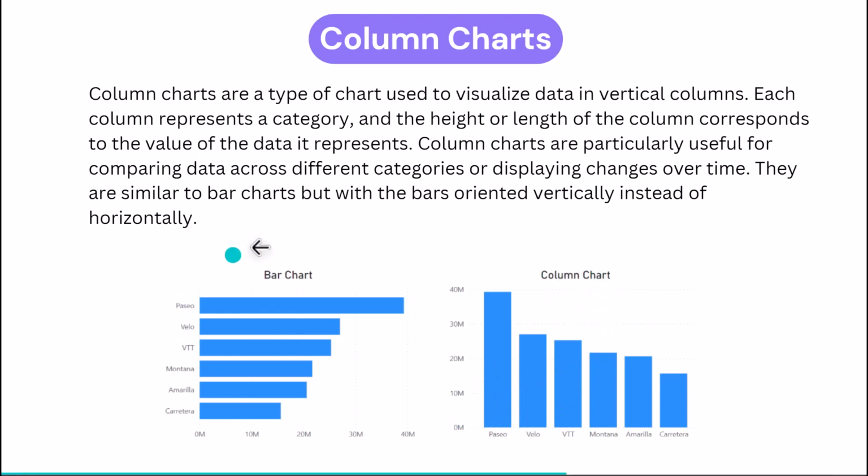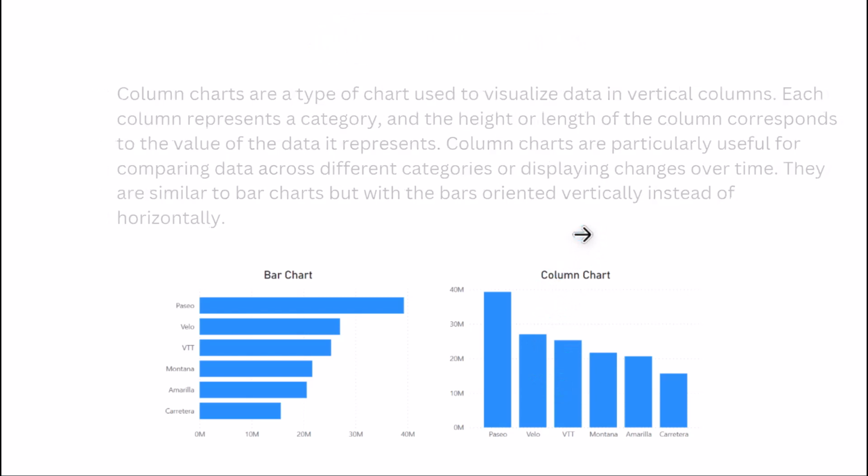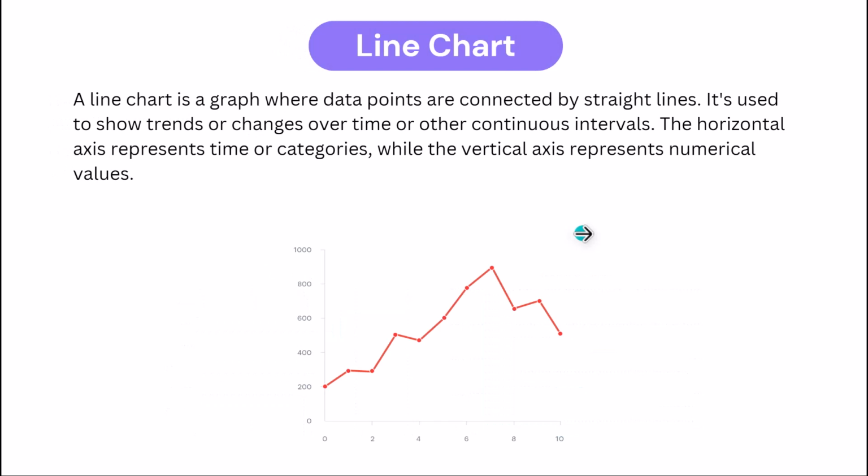Now we also have bar charts. You can see the orientation of these two charts: this one is oriented horizontally, and column charts are oriented vertically. Now we also have what is called the line chart. A line chart is a graph where data points are connected by a straight line. So the data points are joined by a straight line.